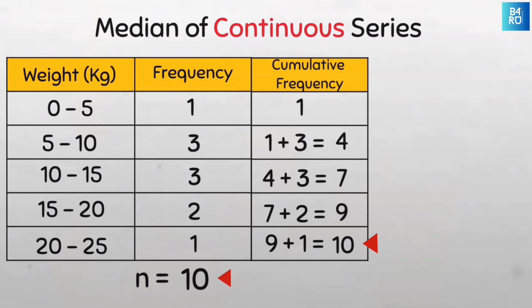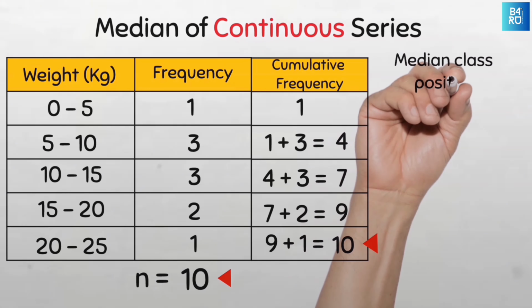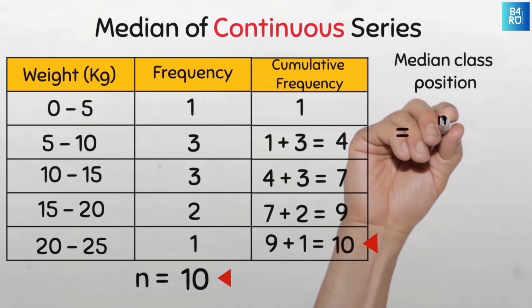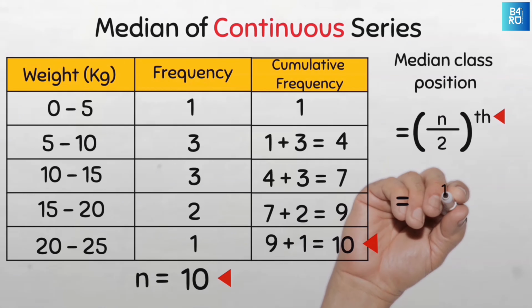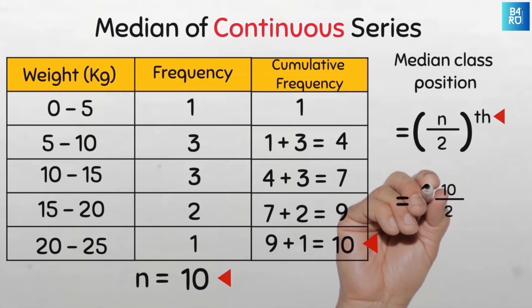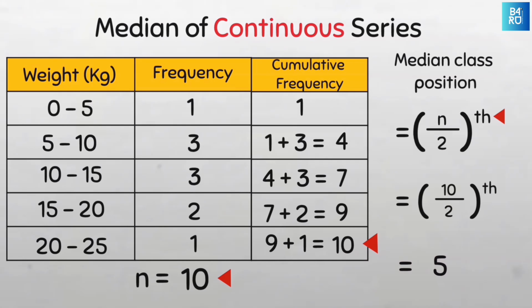Great. So first, we need to find the position of the median class. To find the position of the median class, we will use the formula n divided by 2. So we will do 10 divided by 2 to get the median class position. So this is the 5th position.